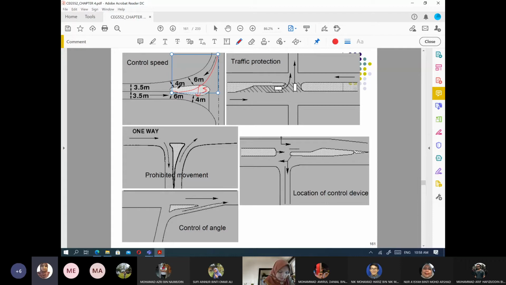Sebab tengah-tengah ni dah ada median. Dah ada median dia, dah ada channel. So dia hanya tinggal 6 meter saja dia punya kelebaran. So this driver, by hook or by crook, he need to slow down his vehicle sebab dia punya laluan makin sempit. Okay. Then what else?